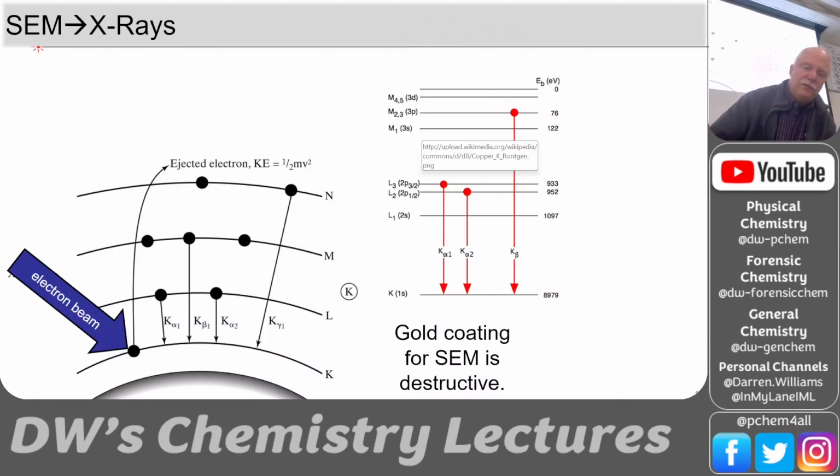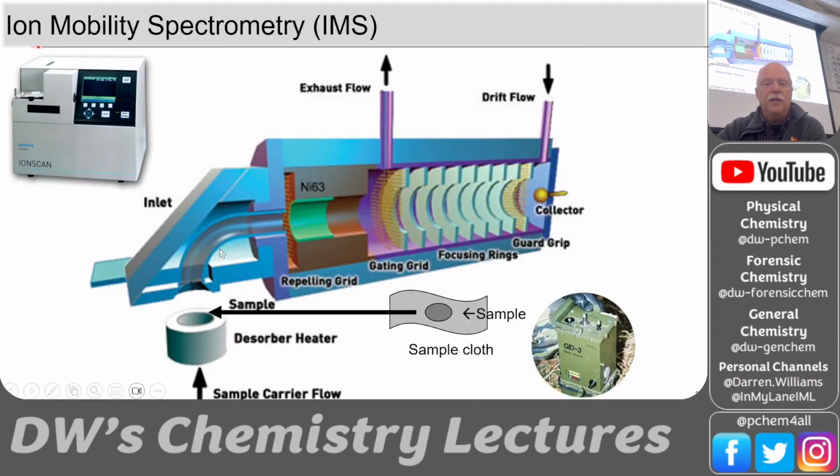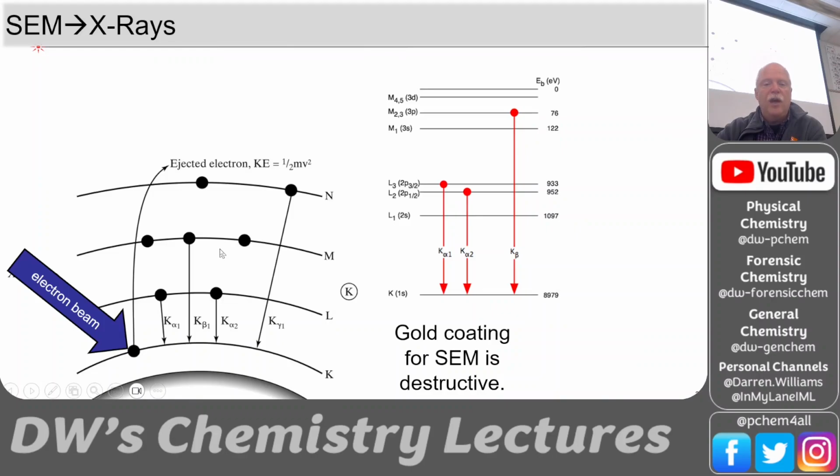The X-rays just come from those open 1s electron spots. The outer electrons jump down and give you the X-rays. So again, that gold coating for SEM is destructive. It's changing the sample. So you want to make sure that if you're going to have to gold coat something and get an image of it, that's the last step that you do.